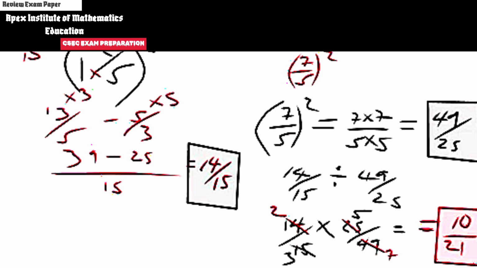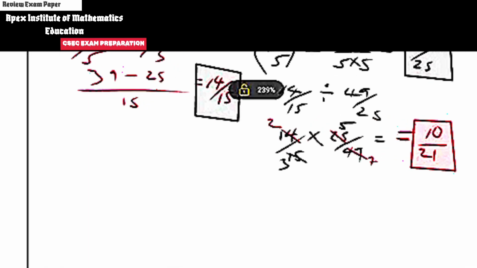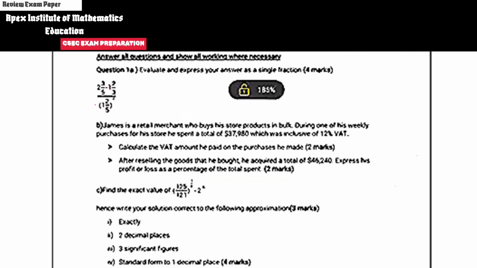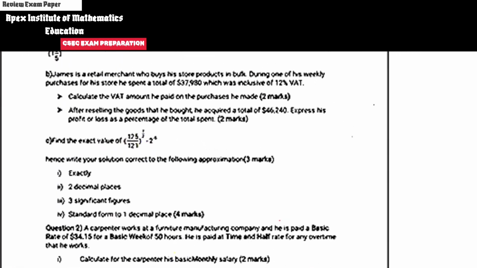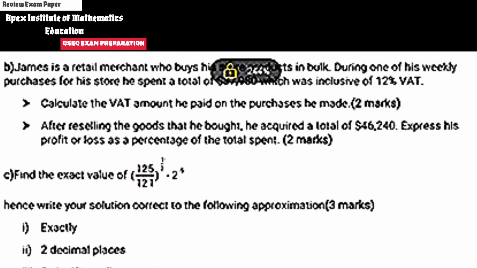All right, now we're going to be moving to a worded problem, and let's go back to our initial paper at the front. It says that James is a retail merchant who buys his store products in bulk.